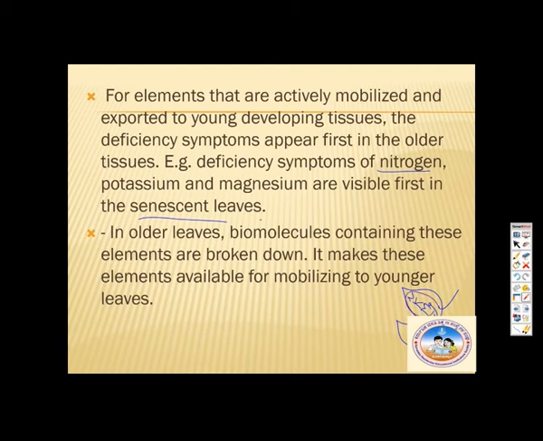Am I clear to you? So in the mobilized nutrients, like your nitrogen, potassium, magnesium, remember this, which are the mobilized nutrients. Which are the elements which are actively mobilized? Darlings, it is your nitrogen, potassium, and magnesium. So in the mobilized nutrients, the deficiency will be first seen in the older leaves.